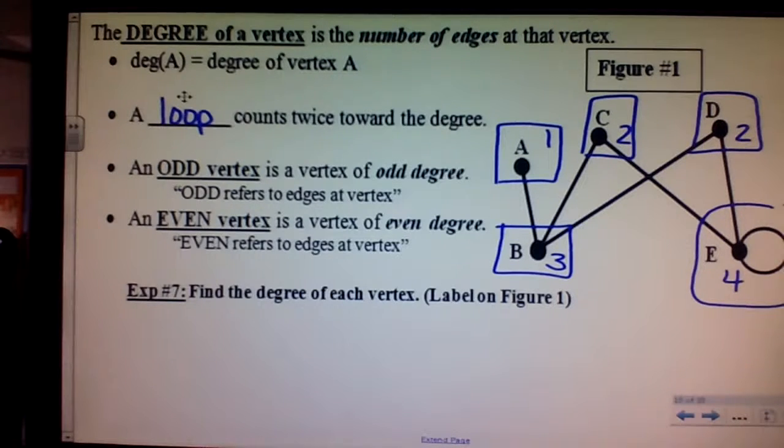Okay, questions? These vertices are either odd degree or even degree, depending on how many lines. It's literally, is it an odd number or an even number? So, A had a degree of 1, so this is odd.